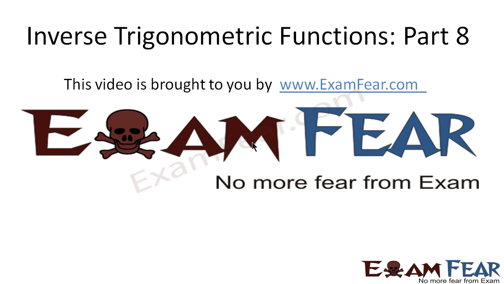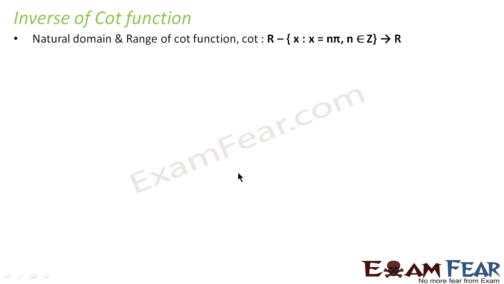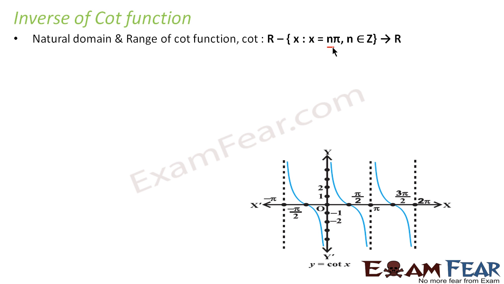Before watching this video, please make sure that you have watched part 1 to part 7. For the cot function, we know that the natural domain is any real number minus n pi, and the range is any real number. This is the graph of the cot function.